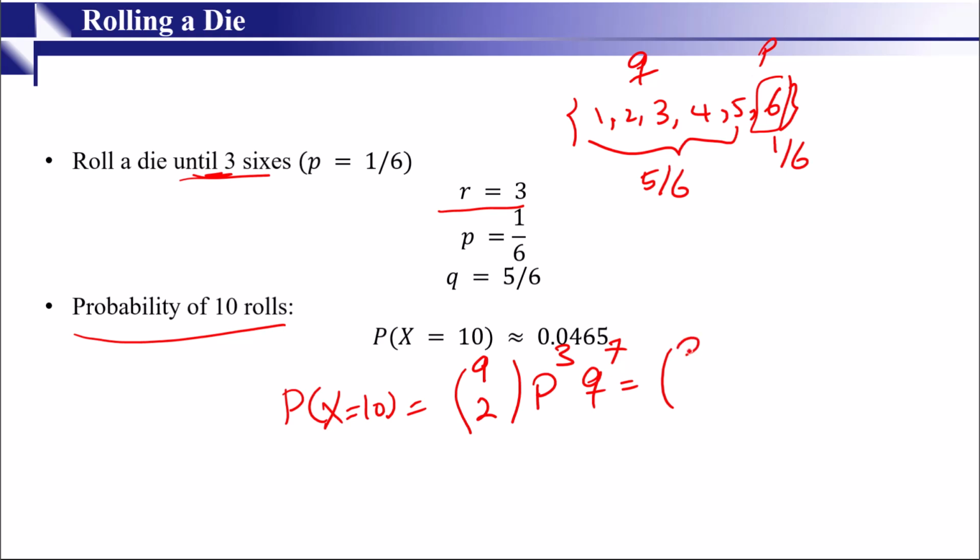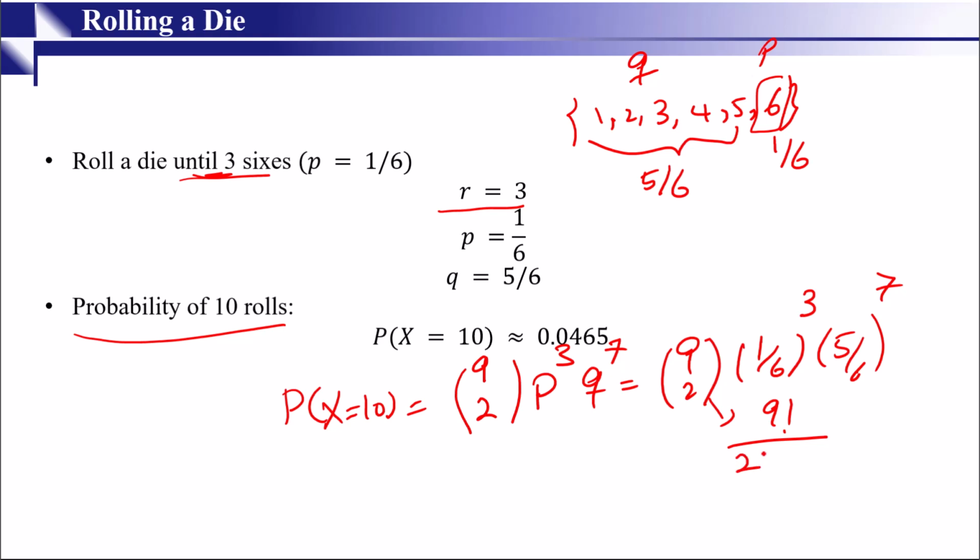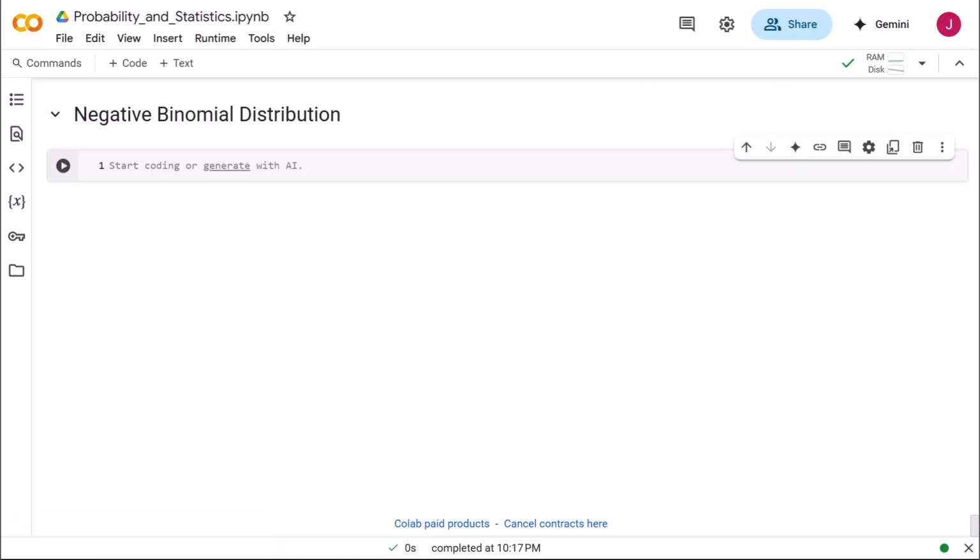So we can write 9 choose 2, this (1/6) to the power of 3, (5/6) to the power of 7. Then this is 9 factorial divided by 2 factorial, 7 factorial, right? And if you calculate this simple math, you can come up with 0.465.